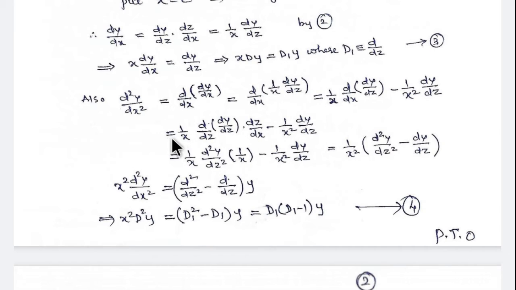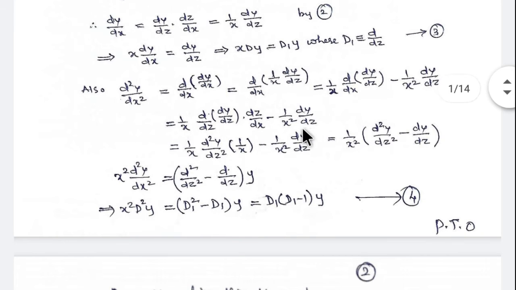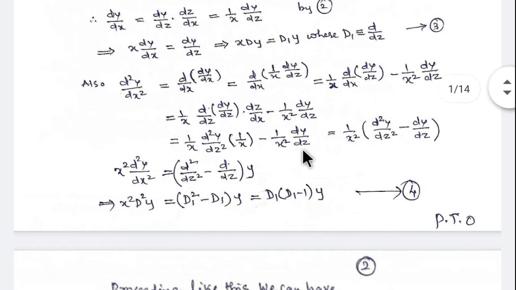This is equal to 1 by x. Again use the chain rule: d by dx of dy by dz means d by dz of dy by dz into dz by dx, minus 1 by x square into dy by dz as it is. This equals 1 by x into d2y by dz2, and this d by dx is again replaced by 1 by x. You know dz by dx is 1 by x, so substitute it, minus 1 by x square into dy by dz as it is.